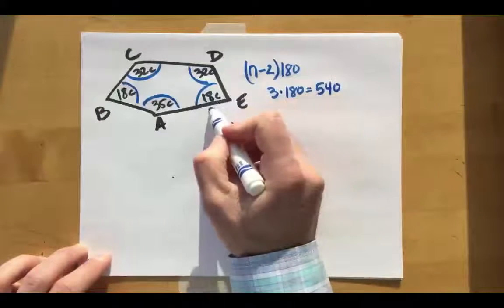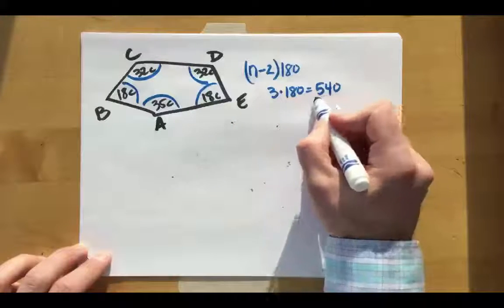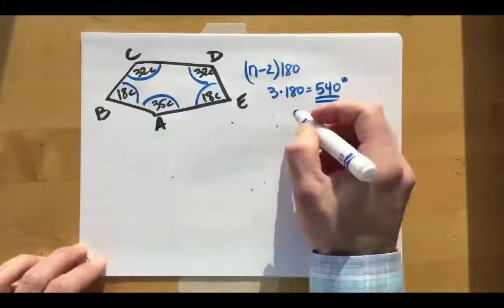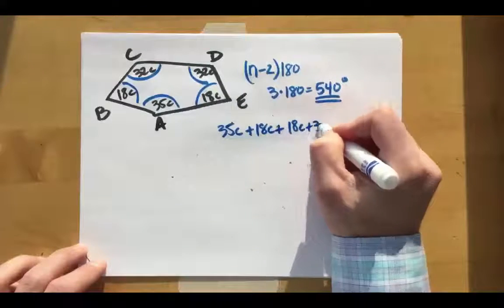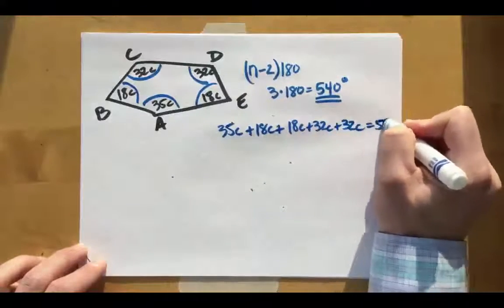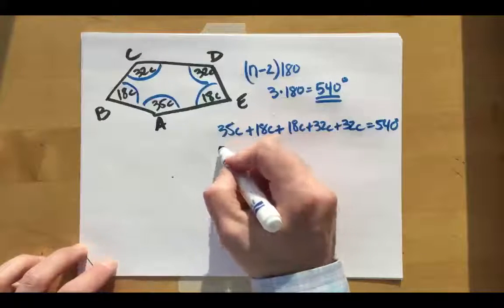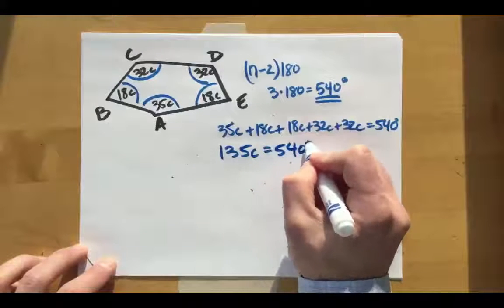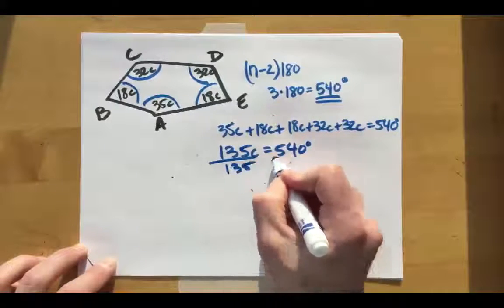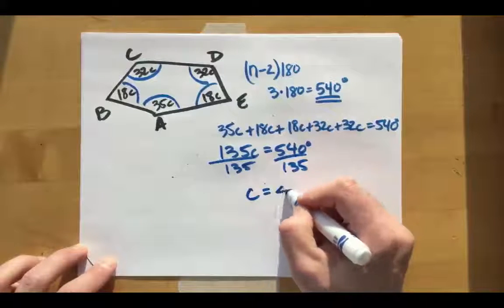That means, in the end, when I sum up all angle measures, A through E, they should come out to equal 540 degrees. So let's write the equation. Now we can combine our like terms. When we combine like terms, we'll have 135C is equal to 540 degrees. Now we can divide by 135 and find our value of C to equal 4.